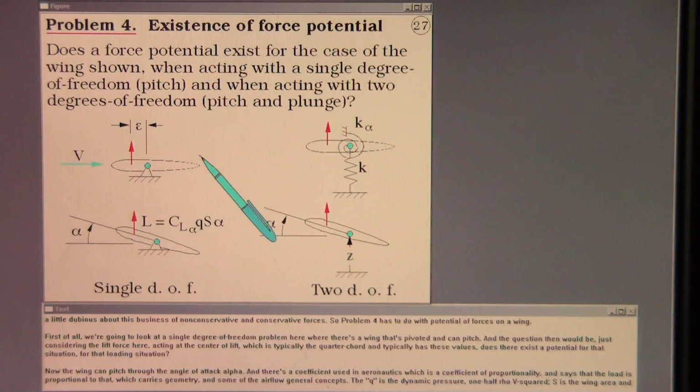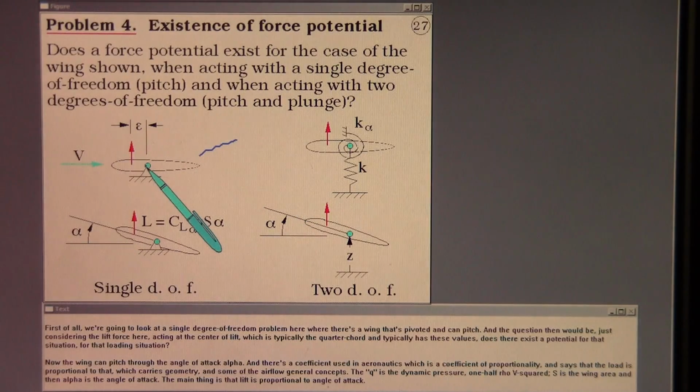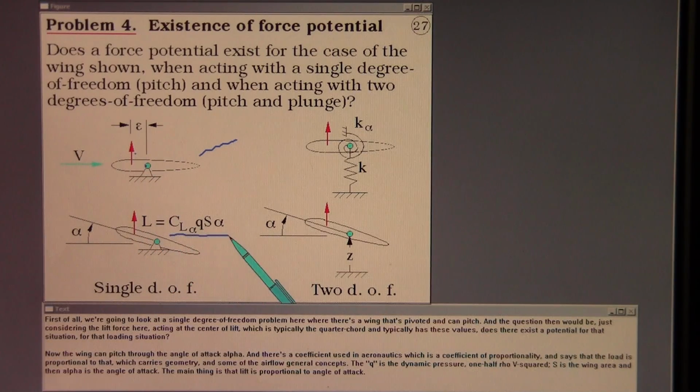First of all, we're going to look at a single degree of freedom problem here, where there's a wing that's pivoted and can pitch. And the question then would be, just considering the lift force here, acting at the center of lift, which is typically the quarter chord, and typically has these values, does there exist a potential for that situation, for that loading situation?